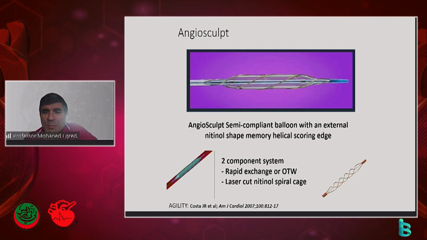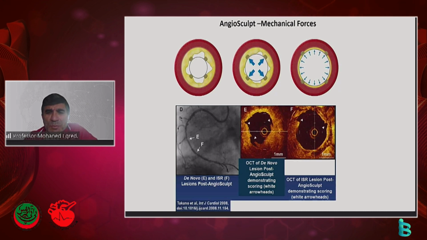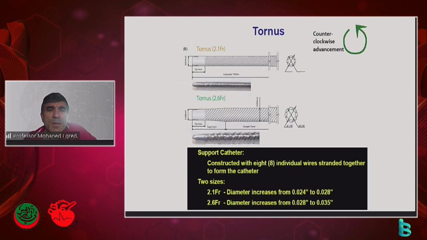The Angiosculpt is semi-compliant with the external nitinol mesh, which has eight wires, and that really scores in the artery. And I find it much more effective, albeit it is bulky to deliver, but it causes less dissection. And as you can see here, how it can score through the artery and break the calcium, and fibrosis too, and allows you to deliver your equipment and do a good procedure.